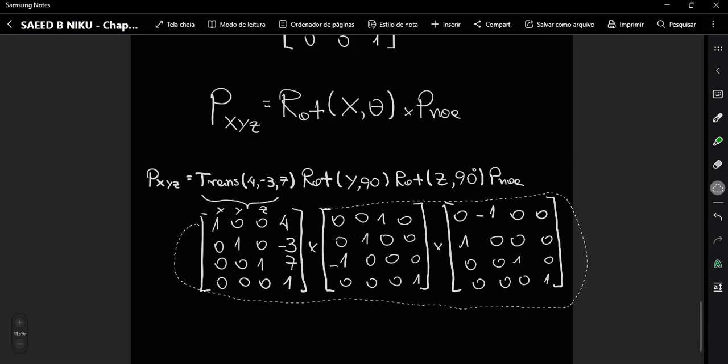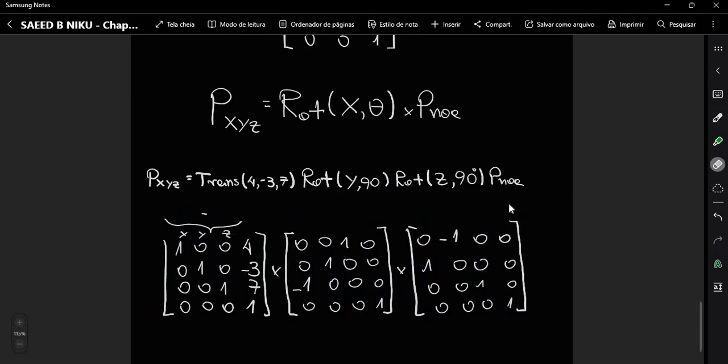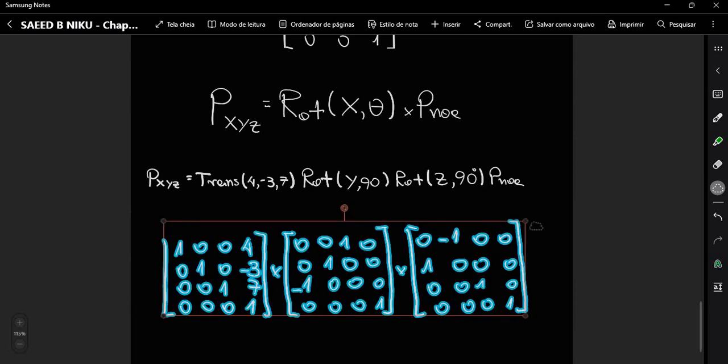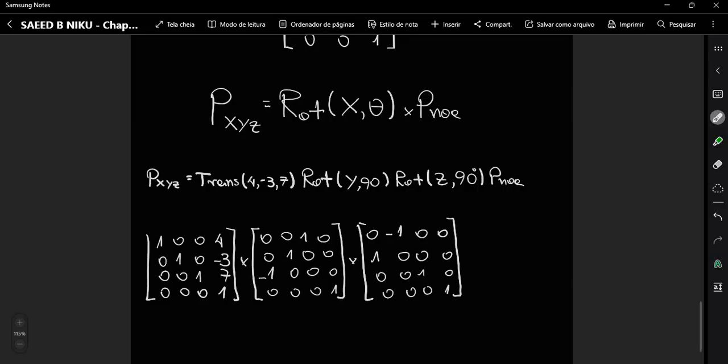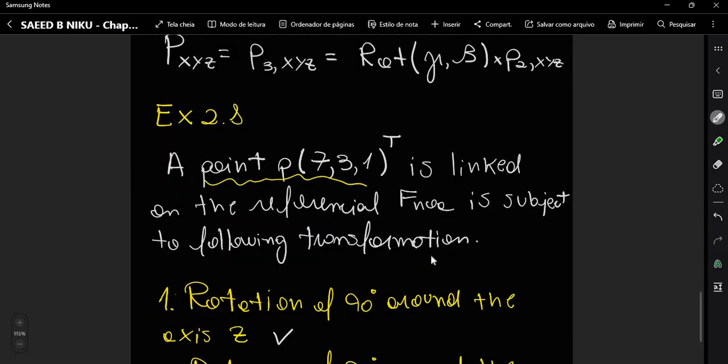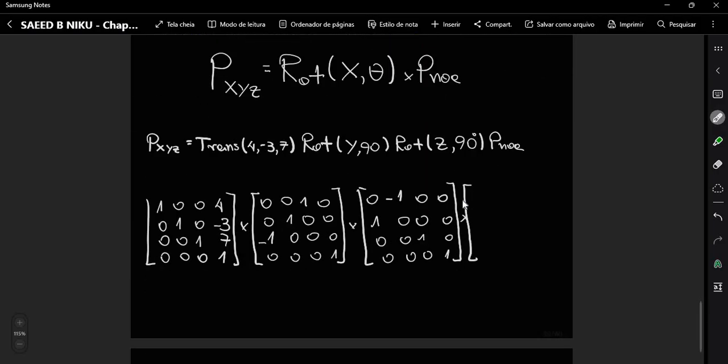And multiplying by the rotation, the old position, the old orientation of this point, which we got right here, after these transformations, the orientation of the point will be given by this new rotation.